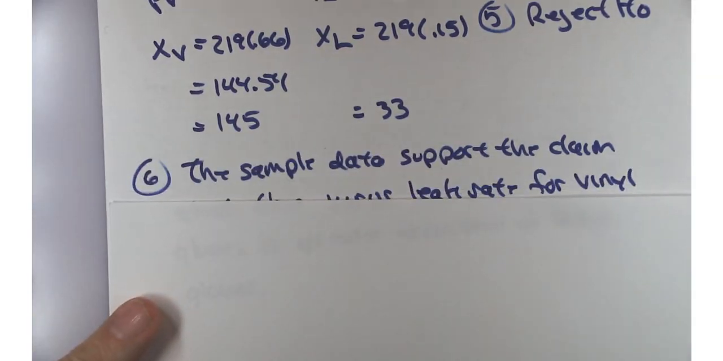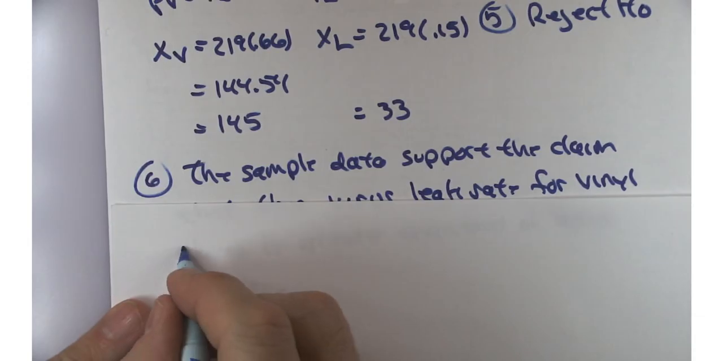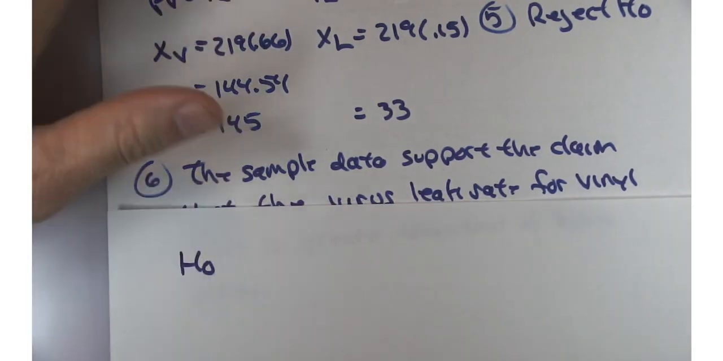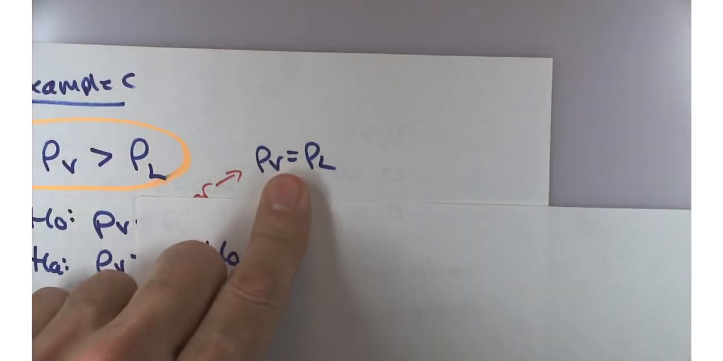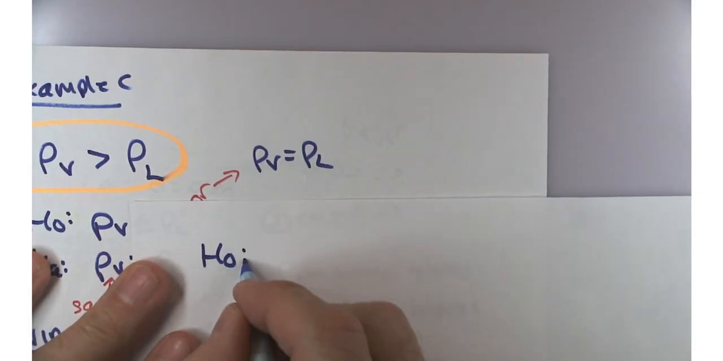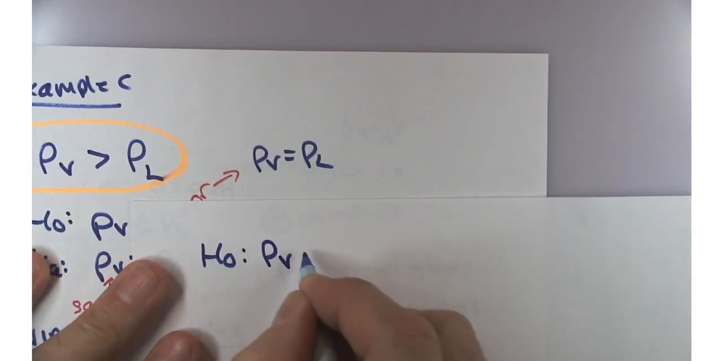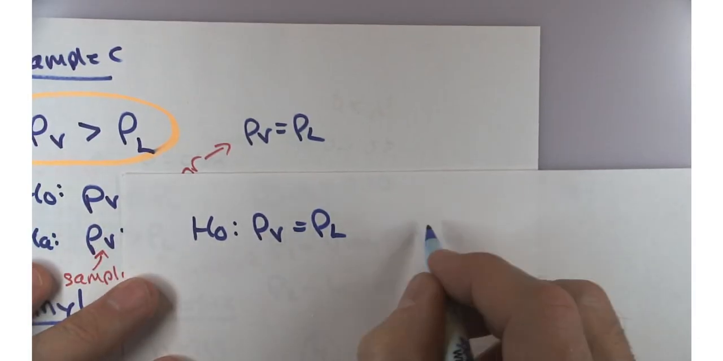Let's see. So let's take a look at our H naught, and I'm going to use this form of H naught: PV equals P sub L. Let's look at PV equals P sub L.